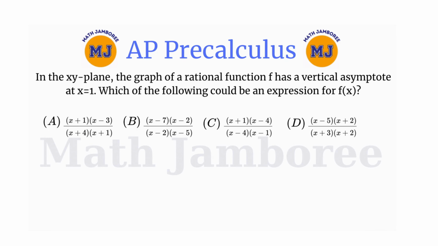In this video, we have another AP Precalculus type of question from the topic of rational function and vertical asymptote. Let's solve it together. In the xy plane, the graph of a rational function f has a vertical asymptote at x equals 1. Which of the following could be an expression for f of x?